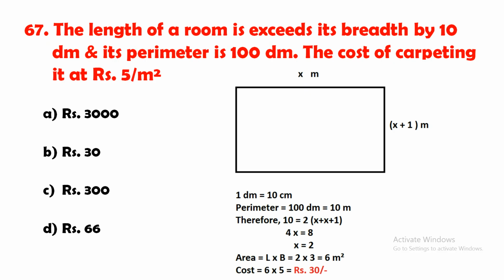The length of a room exceeds its breadth by 10 decimeter and its perimeter is 100 decimeter. The cost of carpeting it at rupees 5 per meter square is rupees 3000, rupees 30, rupees 300, rupees 66. The answer is rupees 30.